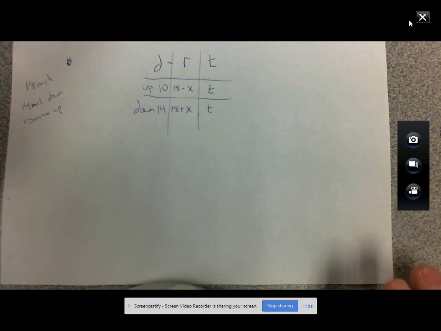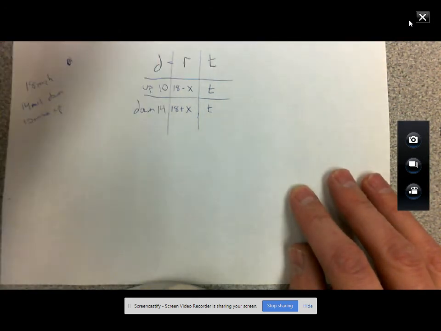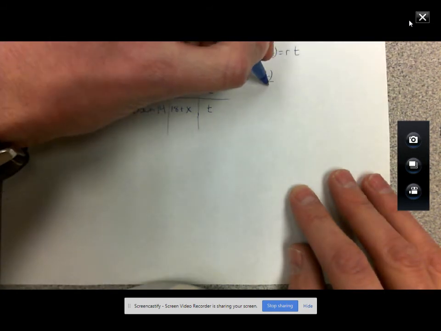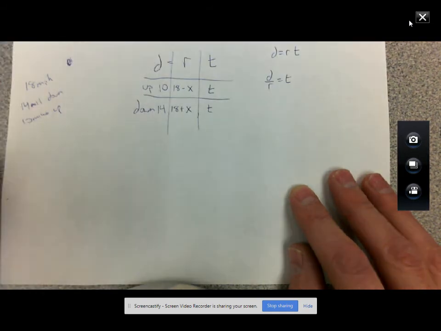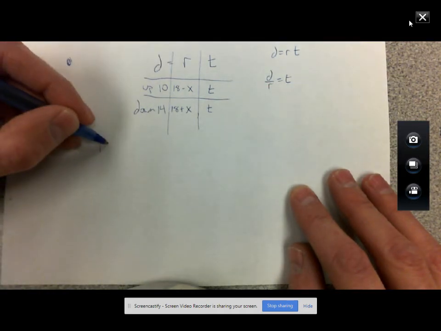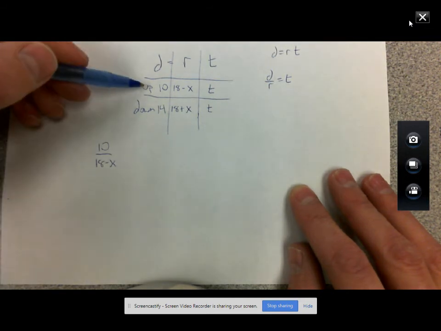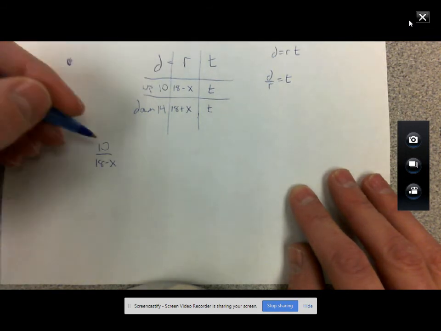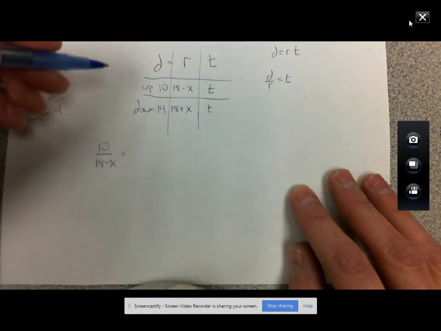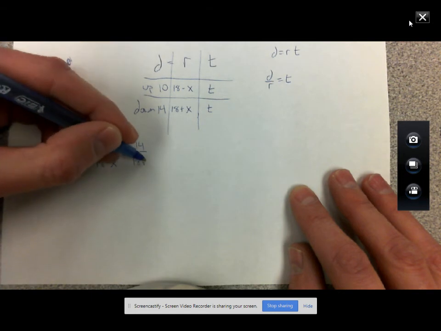All right. So we're going to use the concept that we can solve for t. If distance equals rate times time, that means that distance divided by the rate equals the time. So solving for the variable t, I'm going to do distance divided by rate. Upstream is 10 divided by 18 minus x. I know that the two times are equal to each other, so I'm going to set them equal. Distance divided by rate for downstream would be 14 divided by 18 plus x.